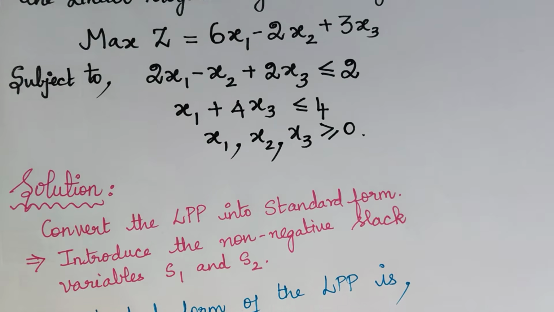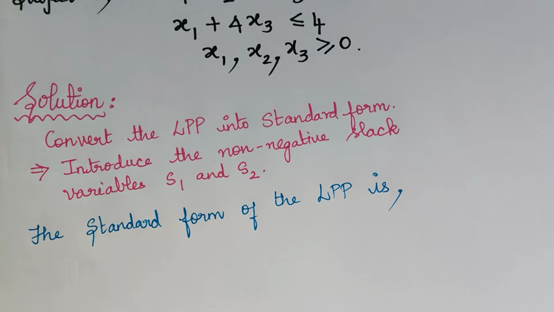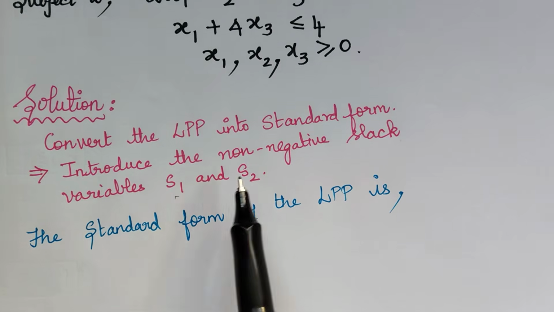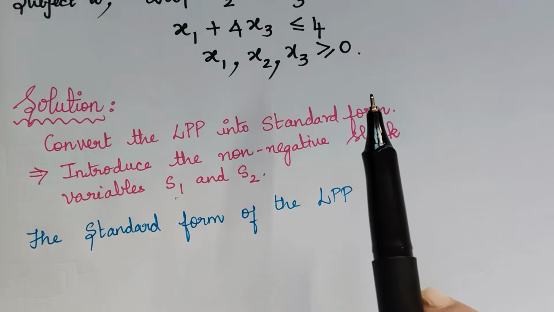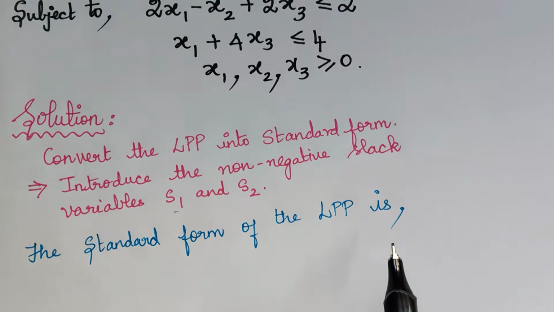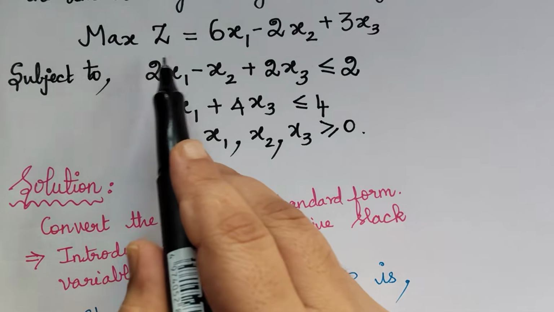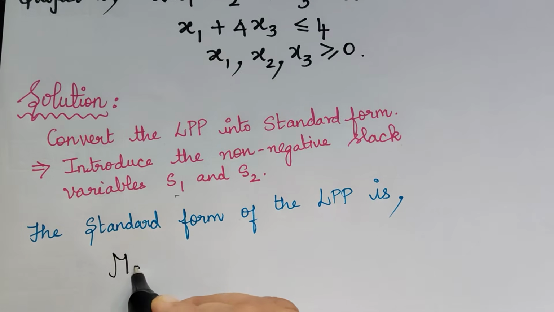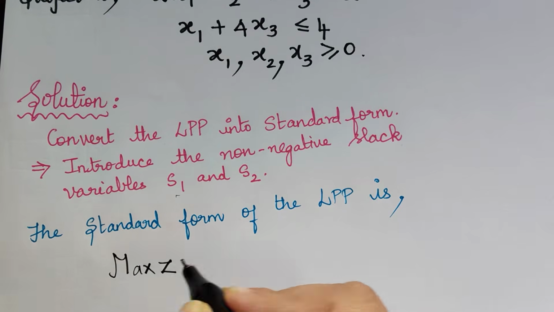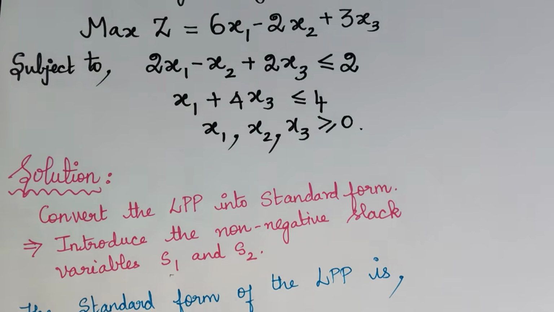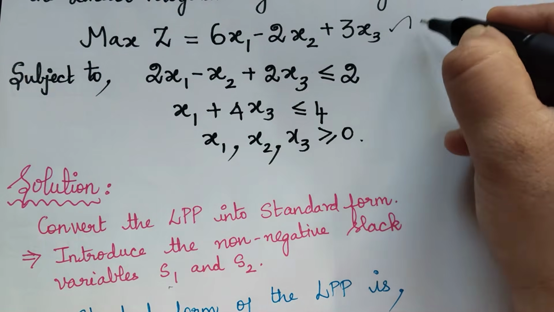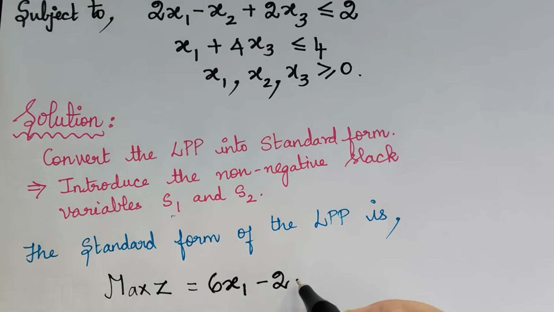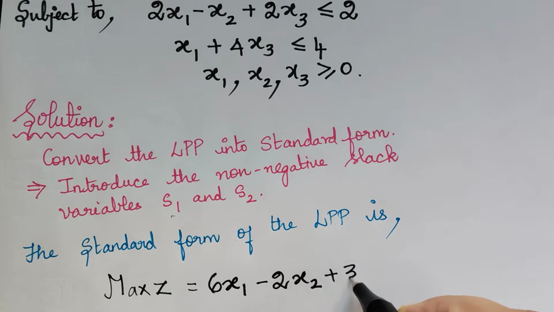As I told you, I have written here: convert the LPP into standard form, introduce the non-negative slack variables S1 and S2. There are two slack variables because we have two constraints over here. Therefore the standard form of the LPP will be: max Z equal to, what is the given objective function? We shall first write that: 6x1 minus 2x2 plus 3x3.